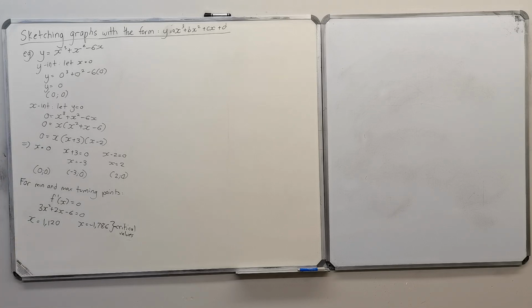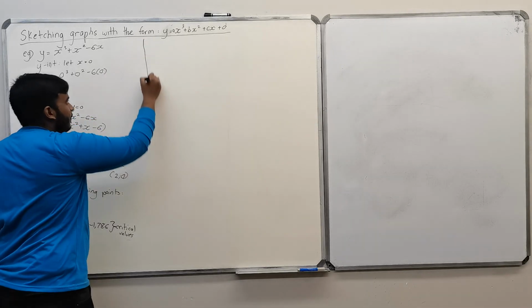You could have used this method. You could have tried to factorize it if you felt comfortable doing that. Or you could have used the quadratic formula, right? Minus b plus or minus the square root of b squared minus 4ac all over 2a, and you know your a value, b value, and c value. So either or, it doesn't matter.